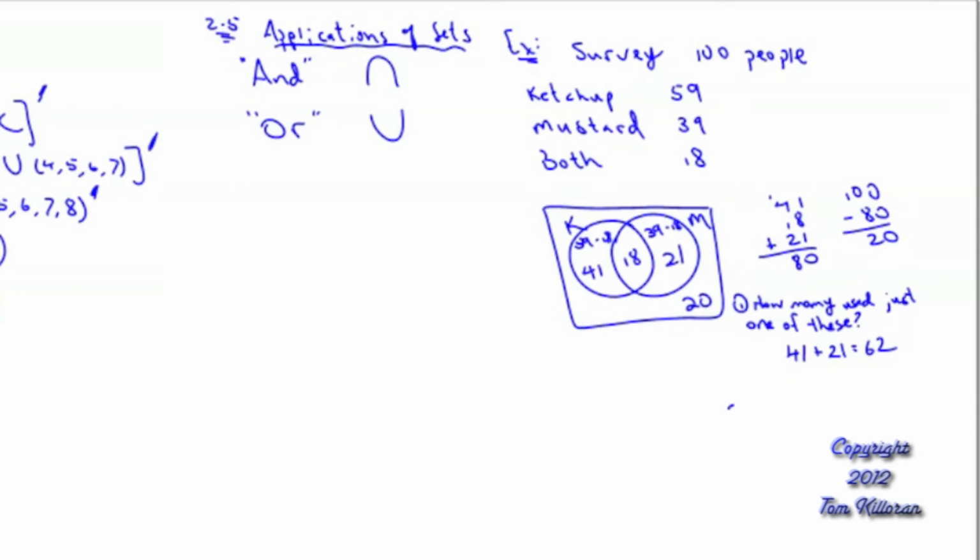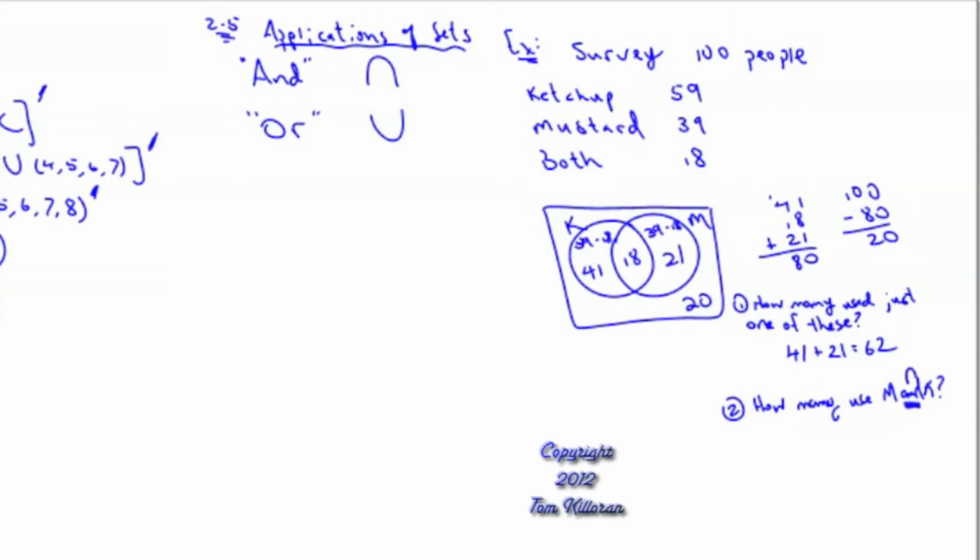All right, how about this one? How many used mustard and ketchup? Now, the key word here is and. That means intersection. So where should I look at my picture? In the middle, which is 18.